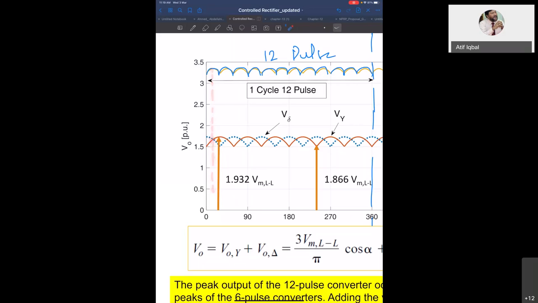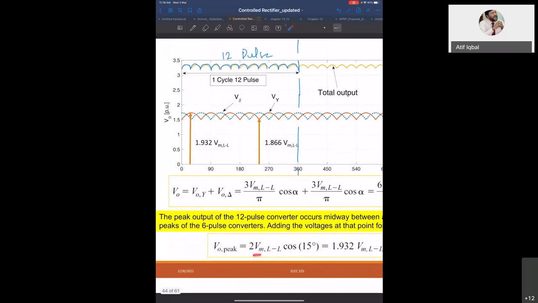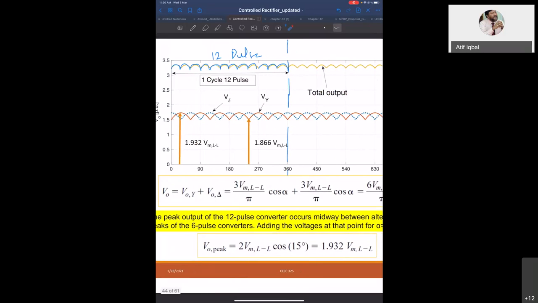This point is what? This point is 15 degree. This is total 30 degree from here to here, and halfway, midway is 15 degree. So you can calculate the output peak as 2 Vm cos 15 degree, which is 1.932 line to line. So this is what you get here. This is 1.932 Vm line to line. This is what you get at the output.